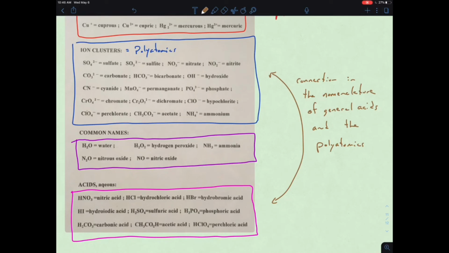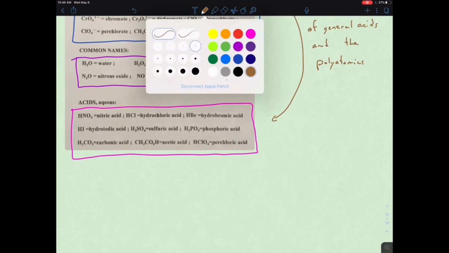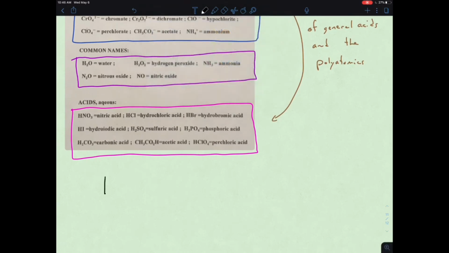So what I would like to help with before we get into doing a couple example polyatomics is to talk about the connection in the nomenclature of these general acids to the polyatomics. So looking at these general acids, let's start at nitric acid.